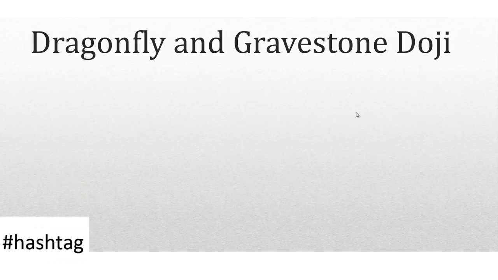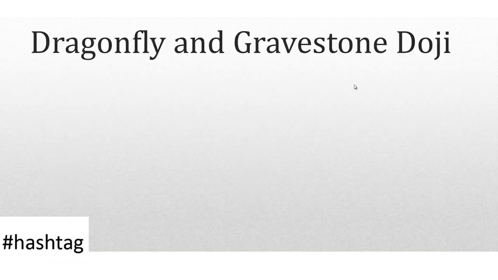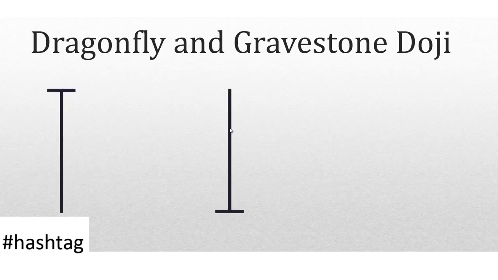Dragonfly and the Gravestone Doji. It sounds a handful, but really the pattern is very similar to the hammer and shooting star. The only difference is that a regular doji simply means indecision in the markets, but for Dragonfly and Gravestone Doji, it's a sign of price rejection. Because if you look at it, it's actually very similar to the hammer and shooting star that you've seen earlier. Let me just go back a little bit. Hammer, shooting star. Dragonfly Doji, Gravestone Doji. So now let me ask you, what is the difference between the hammer and shooting star and the dragonfly and Gravestone Doji?